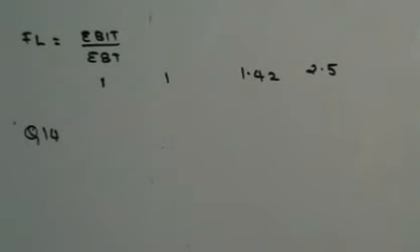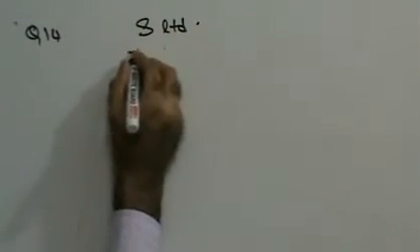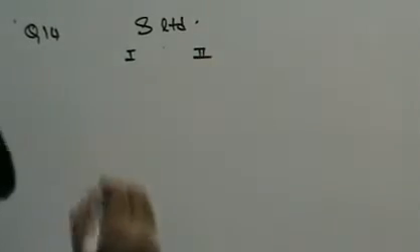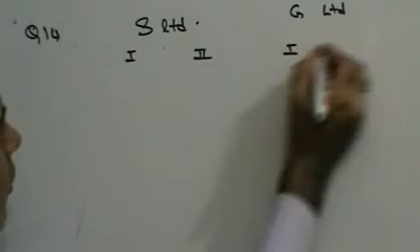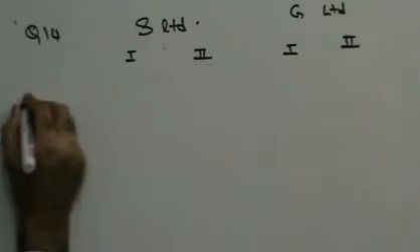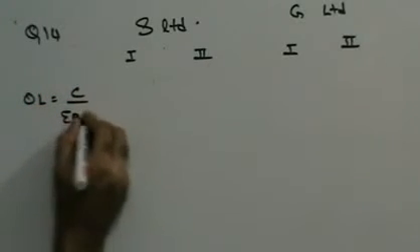They've given you under two conditions. S Limited is given to you under two conditions, condition 1 and condition 2, and G Limited is given to you under two conditions, condition 1 and condition 2. Now let's start this. Operating leverage is nothing but contribution upon EBIT. In the case of first condition, contribution is 1 lakh, EBIT is 50, so this is going to be 2.